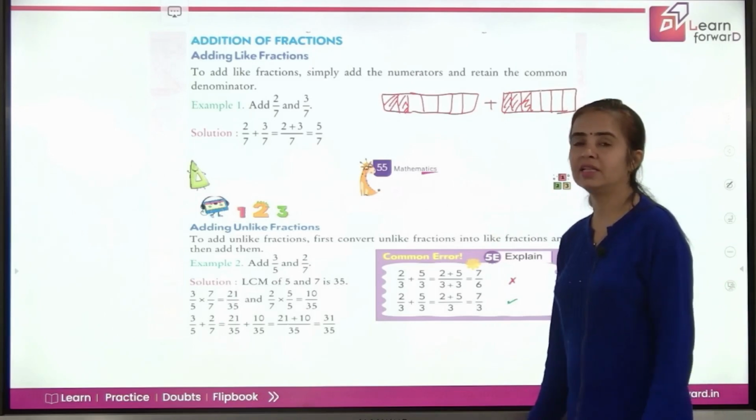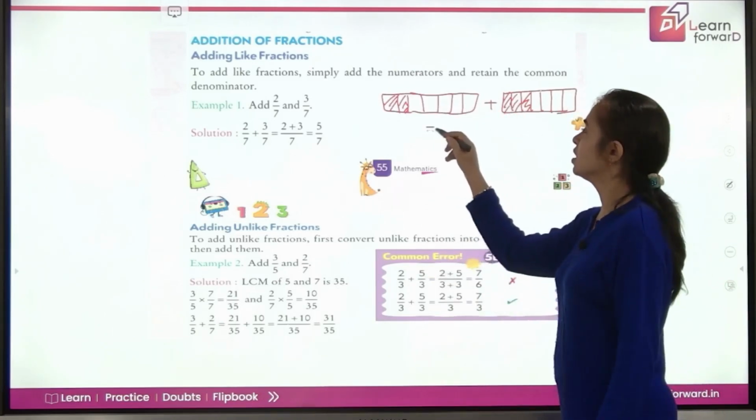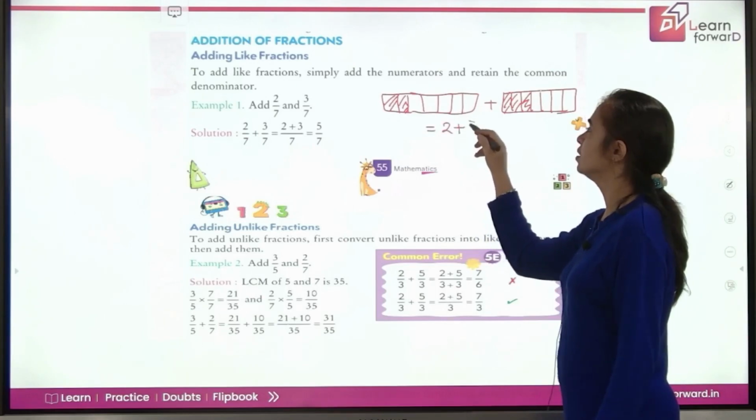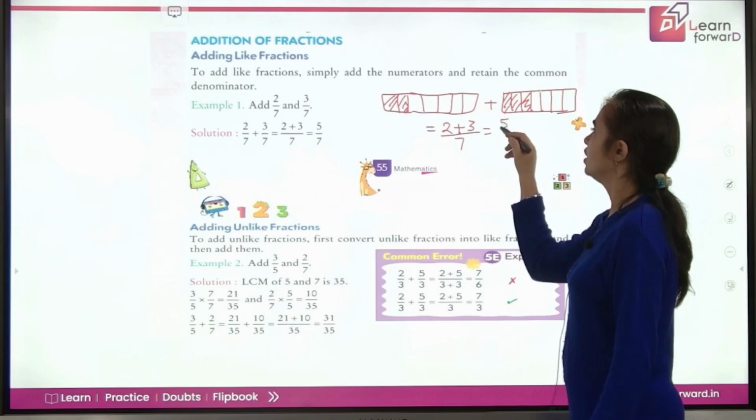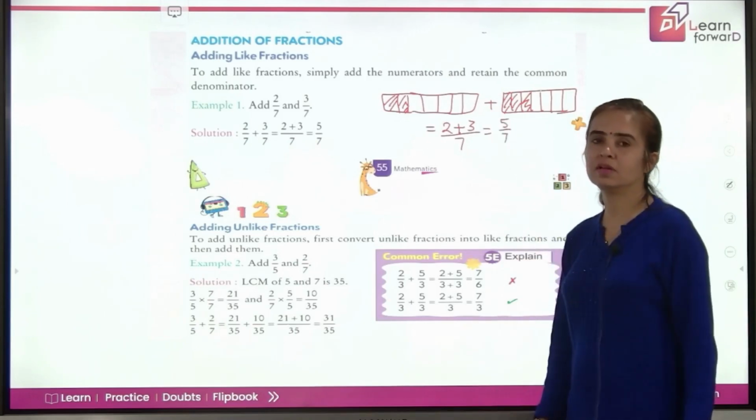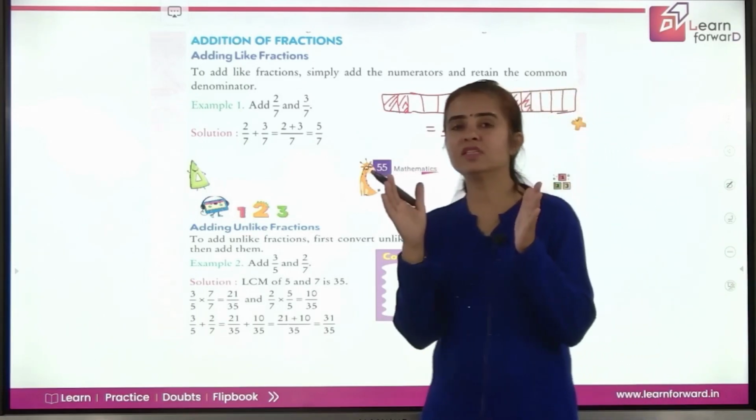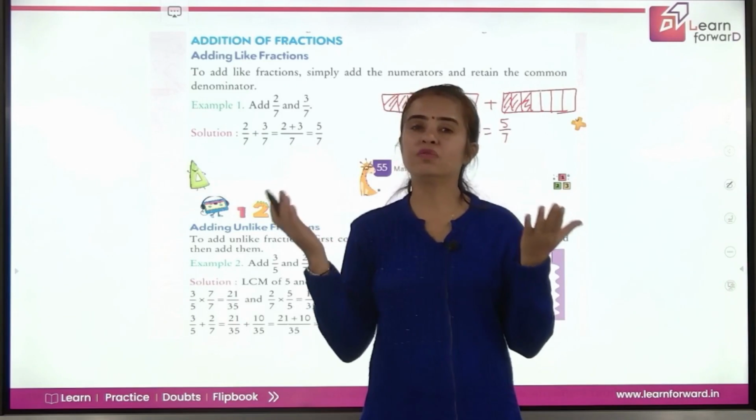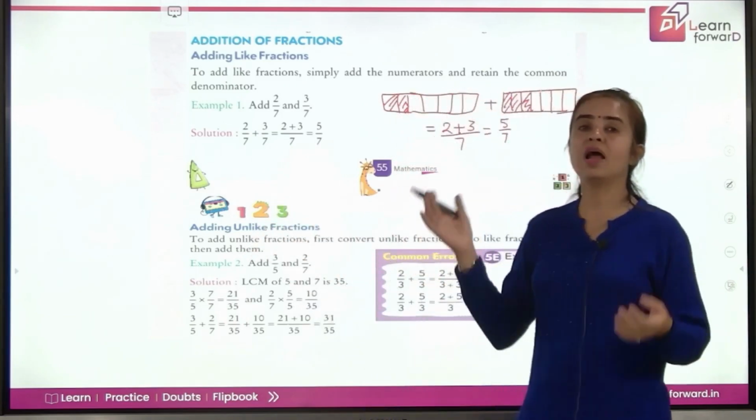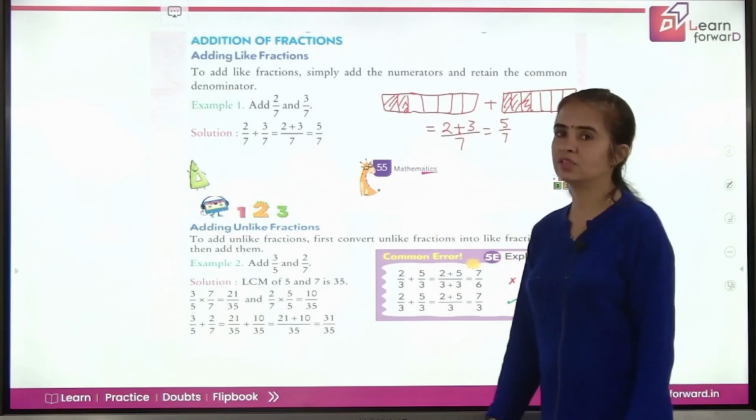So see, we are not adding the denominator. We are adding the numerator only. So this is how we get 2 plus 3, and the denominator will be only one time, and we get 5 by 7. Right? These are not two different chocolates. From the same chocolate with 7 pieces, first we ate 2. Then we ate 3 more. So we ate 5 pieces in all out of 7. This is what we mean by adding the like fractions.